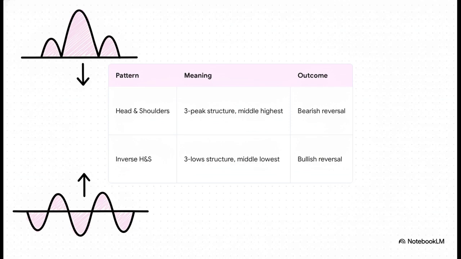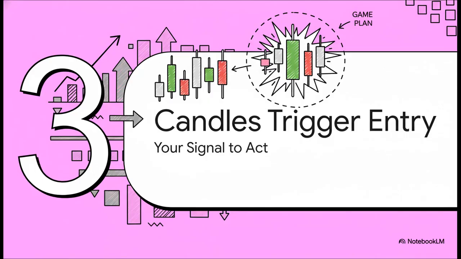And the inverse pattern, as you can see, is just the bullish version of this exact story. So the pattern gives you the game plan. But just seeing a pattern form is not enough to just jump into a trade. You need a precise, specific trigger. And that, my friends, is where specific candle formations come into play. They are your green light. They're the signal to act.